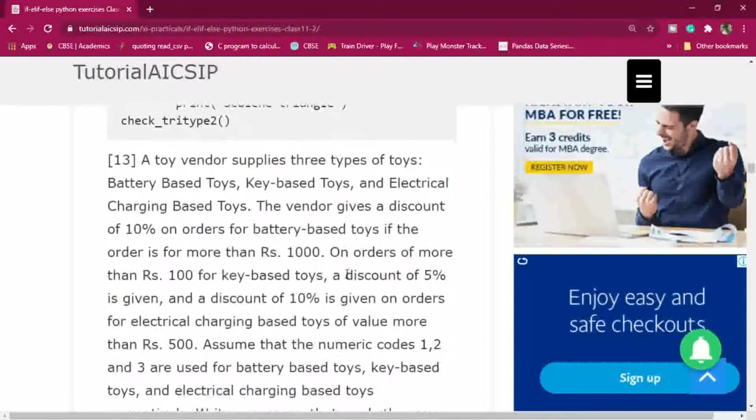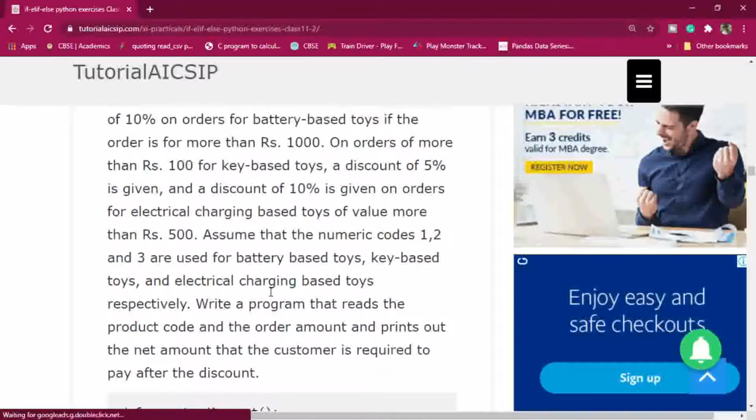Then this program, which is application based: a toy vendor supplies three types of toys: battery based, key based and electrical charging based toys. The vendor gives a discount of 10% on orders for battery based toys if the order is more than rupees 1000. On orders more than rupees 100 for key based toys, a discount of 5% is given, and a discount of 10% is given on orders for electrical charging based toys of value more than rupees 500.